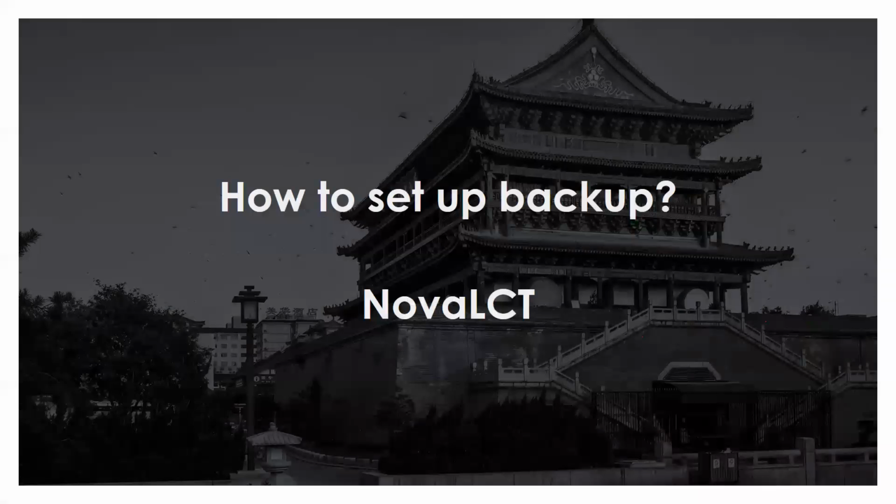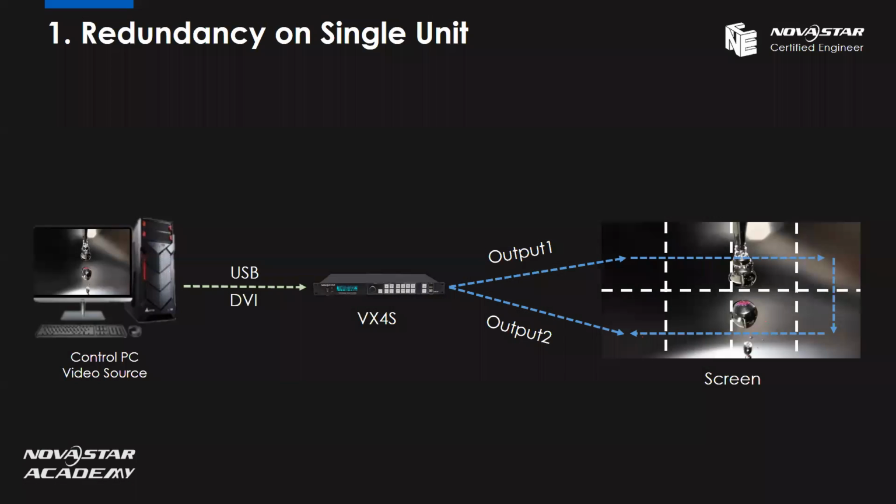So let's go to the software configuration. Let's see how to set up the backup in NovaLCT. There are several ways to make the redundancy configuration. The first way is redundancy on the single unit. It's talking about the small screens. So like in this chart, this is a control PC and also the video source. It provides the USB cable to the VX4S and also the DVI signal to the VX4S. And I think some of you may be quite familiar with this controller as well.